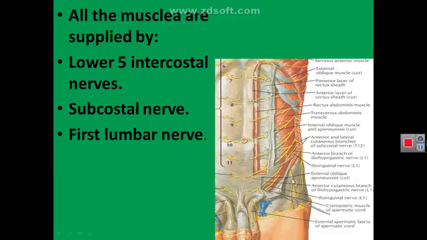All the flat muscles of the anterior abdominal wall, which are external oblique, internal oblique, and the transversus abdominis, are supplied by the lower 5 intercostal nerves and the subcostal nerve, and also by the first lumbar nerve.